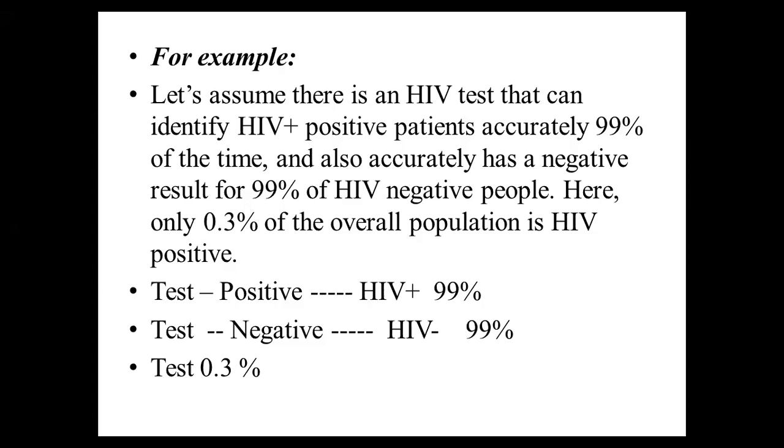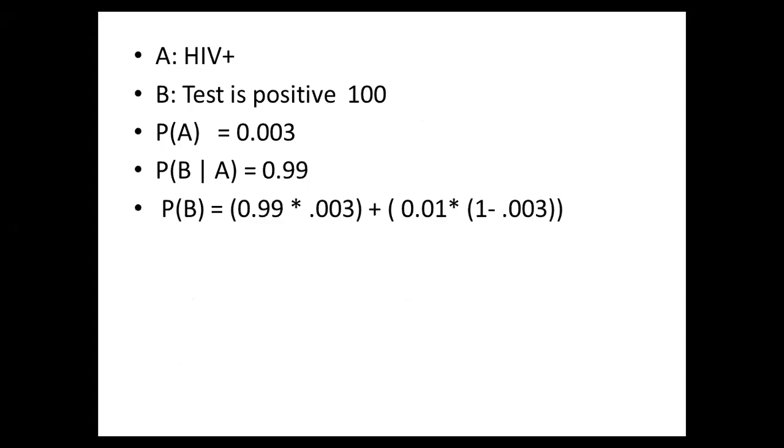Okay. And if we consider 100 people having a negative test, then there is a 99% chance that the person is HIV negative. But the overall population has 0.3 percent HIV positive. So based on the test, we can guess how many people will get a positive result at a time.